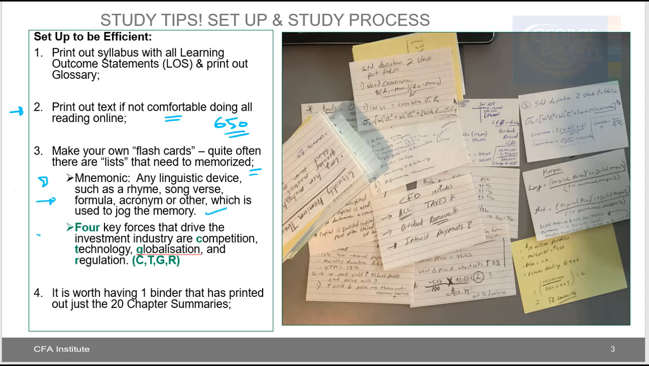So, for example, in the first chapter, there's a list that says what are the 4 key forces that drive the investment industry, and they're competition, technology, globalization, and regulation. So to do that, you might want to make a flashcard. 4 key forces, CTGR, and think of a way of memorizing them. So just a little picture here for you. I used to make my own flashcards when I was doing the CFA exam. I passed level 1 in 2001, level 2 in 2002, and level 3 in 2003.